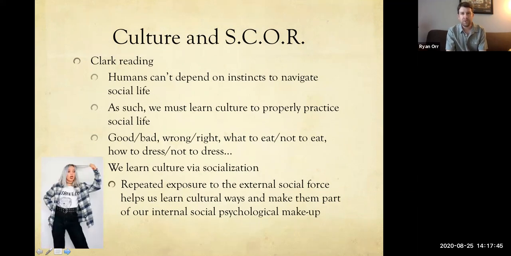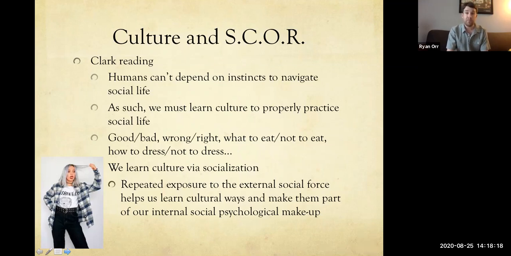And so let's turn our attention to the Clarke piece. So the Clarke piece, compared to the Mills piece, I believe, is easier to understand, short and simple, yet a very informative article, especially tying it to the social construction of reality today. So Clarke basically says humans can't depend on instincts to navigate social life. We simply are not born with innate knowledge about what to do, what not to do. We have to learn how to navigate the social world.